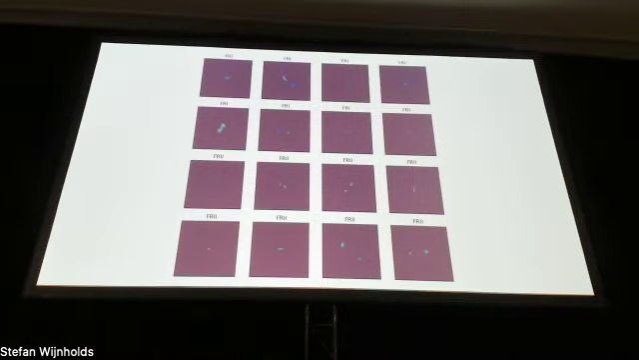Here I'm just showing an example of how the input images look like. There are a few different morphologies. You can see we have a double galaxy, as well as some diffuse emission as well.